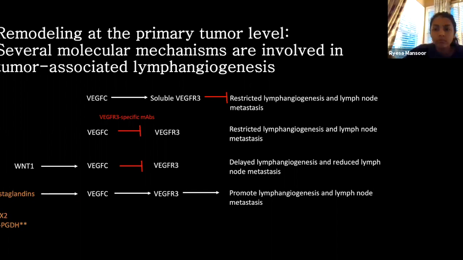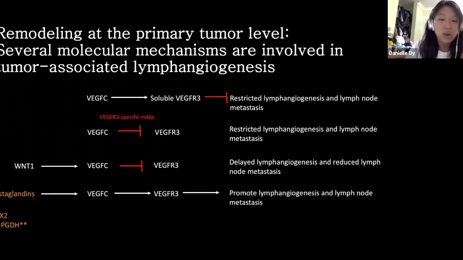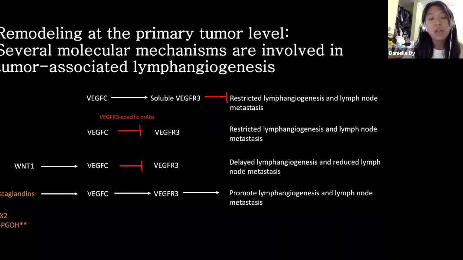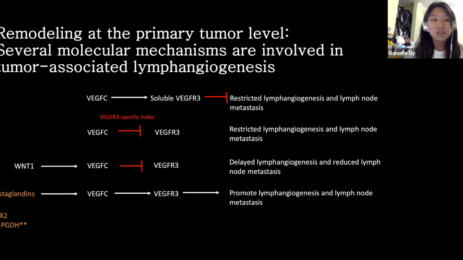They did a similar thing where they wanted to block the ability of the binding, but not through the soluble receptor, but they used monoclonal antibodies that were specifically targeted for VEGFR3. And again, by blocking that interaction for the receptor-ligand axis, you also saw the same thing with restricted lymphangiogenesis. And apart from just looking at that direct interaction, they've also looked at it in the context of things that were more upstream, so things that could affect the ability of VEGF-C or VEGF-D to be produced.